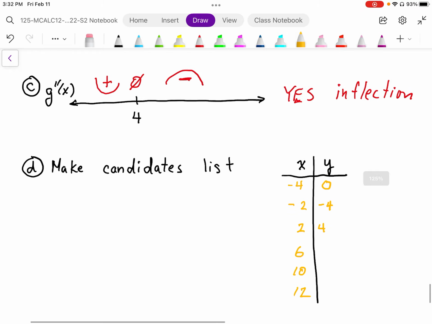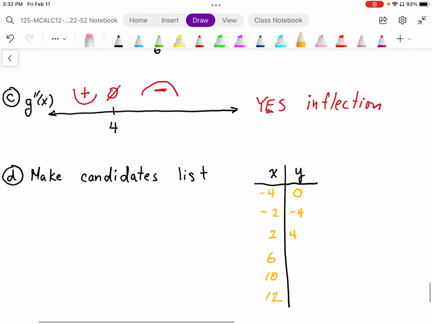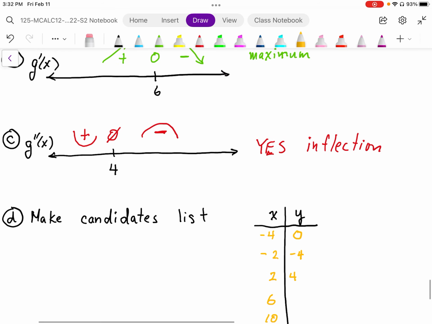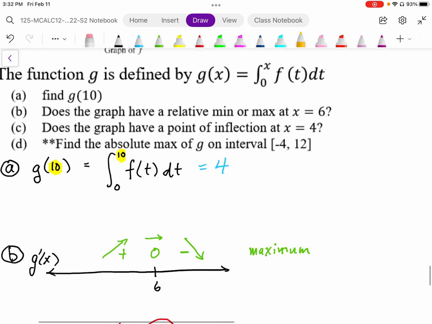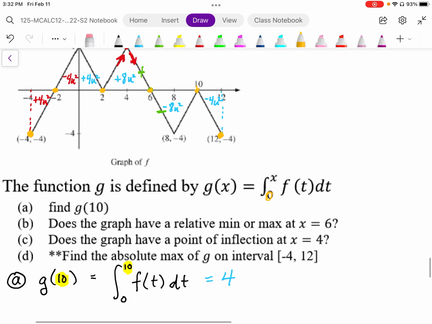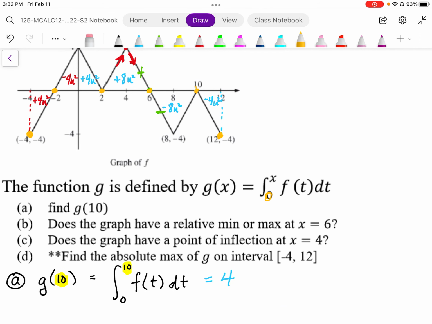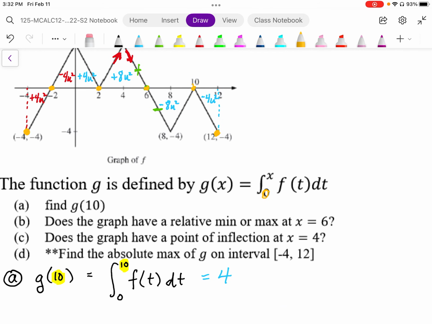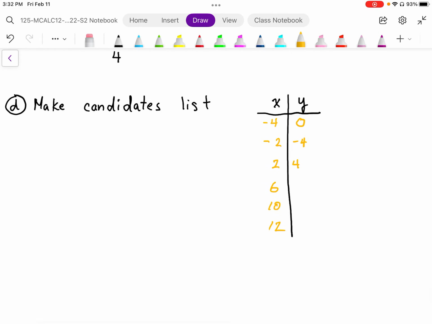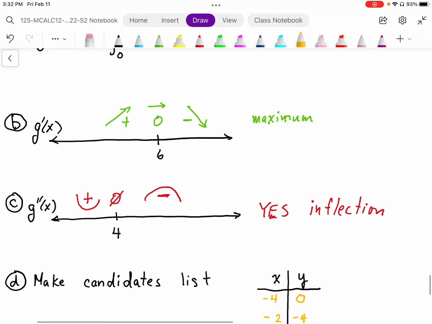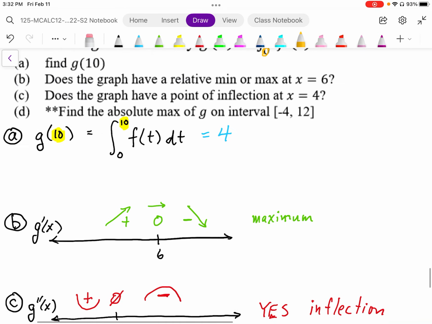And again, reminder that the y is defined starting at 0, area starting at 0, because that's how we've defined our integral, our g of x function, and that's how it's been defined here, starts at 0. So the next coordinate is going to be at x equals 6. So from 0 to 6, I have an area displacement of +12. So at 6, my y value is equal to 12. That was a local max, if we recall, in part B.